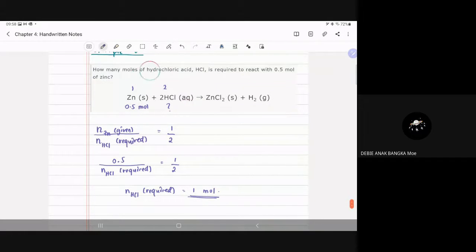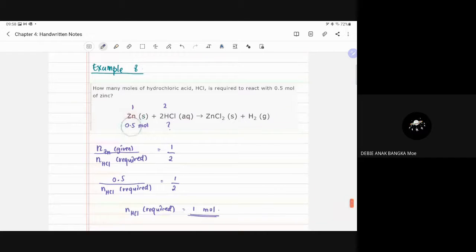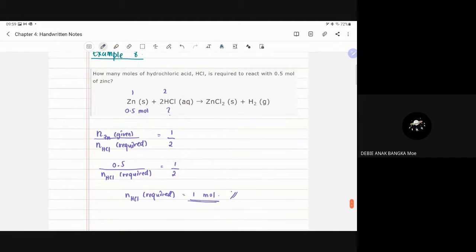So dia tanya how many moles of hydrochloric acid HCl is required to react with 0.5 mol. Jadi kalau kita ada 0.5, dia perlu bertindak balas dengan 1 mol. Okay. So kalau ni 1 ni 2, kalau 0.5 1 lah. Okay. So this is the answer.